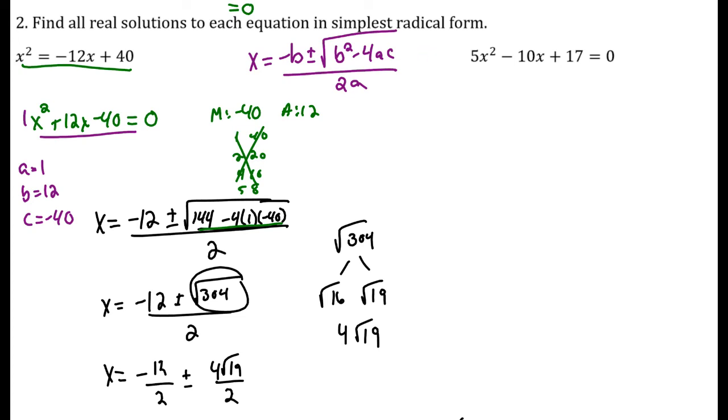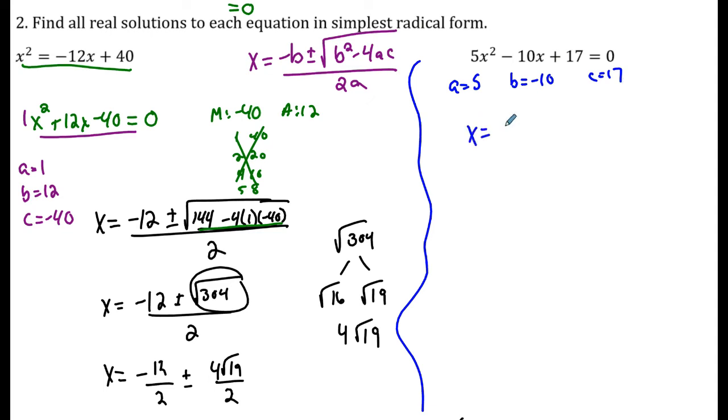Let's try this next one here. Notice it's already set equal to 0. I'm not even going to try factoring that because that's just going to be some crazy AC factoring. And this is the quadratic formula lesson, so chances are I want you to use the quadratic formula. So give me an A, 5. Give me a B, negative 10. Give me a C, 17. So we plug those in.